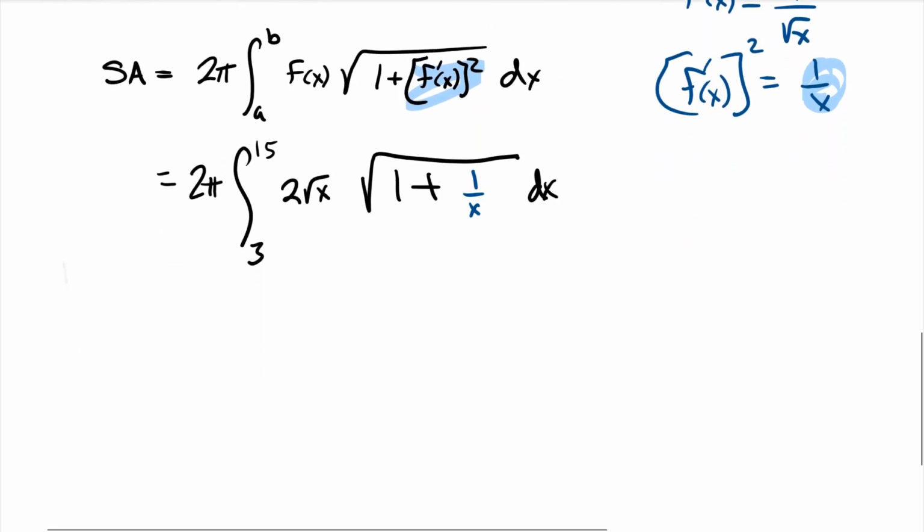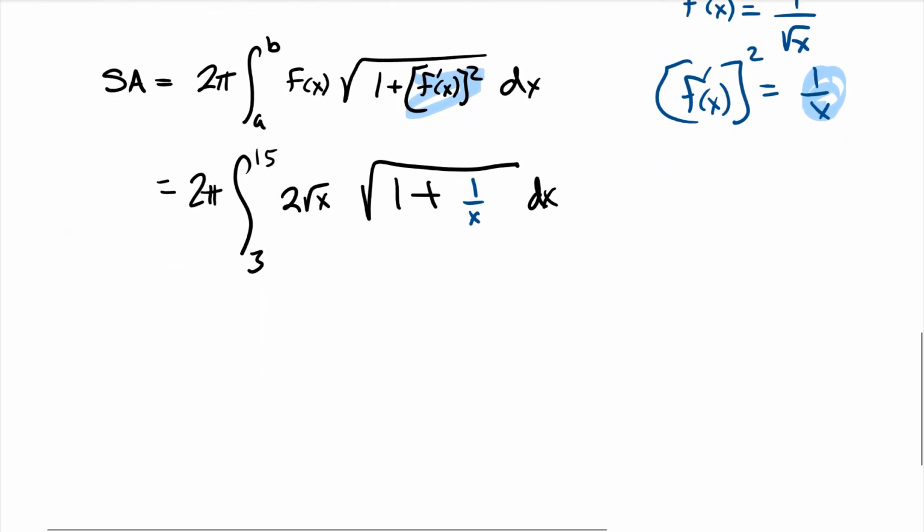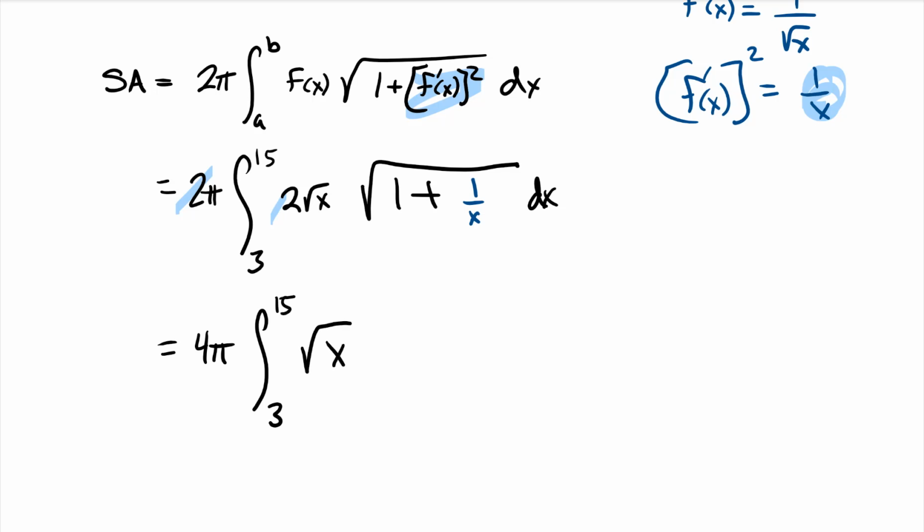Integral. A little bit of algebra, and this thing's going to fall out nicely. So first, let's get rid of the noise. Let's get that written as 4 pi outside of here, from 3 to 15. And now we have the square root of x times the square root of, wait a second.